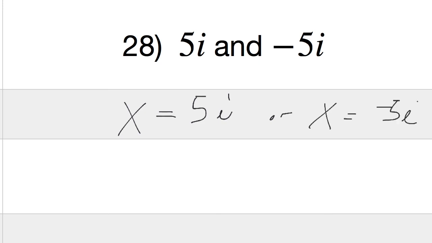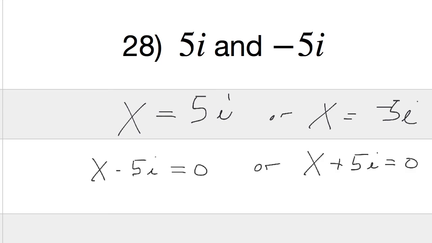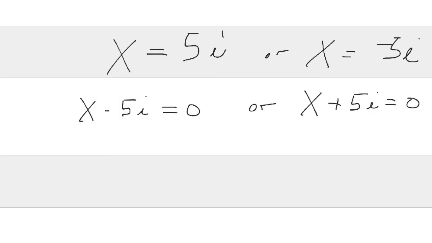5i and negative 5i. Alright, here we go. X could equal 5i, or x could equal negative 5i. Writing out the next part, you subtract 5i from both sides, and you get x minus 5i equals 0, or x plus 5i equals 0. And then you can combine the two into one equation, which looks like this.